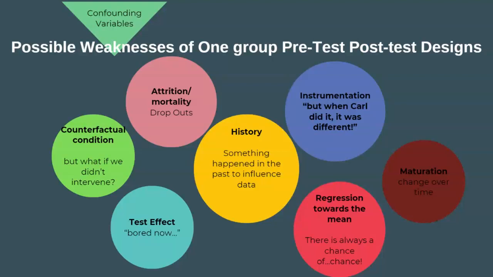Okay, so counterfactual conditions, yeah, but what if we didn't intervene? Captures that idea. So we don't know what would have happened in a simple one group pre-test, post-test design if we simply didn't intervene. And that's what the intact group comparison tries to combat. But there are obviously things that affect that as well, like the Hawthorne effect.